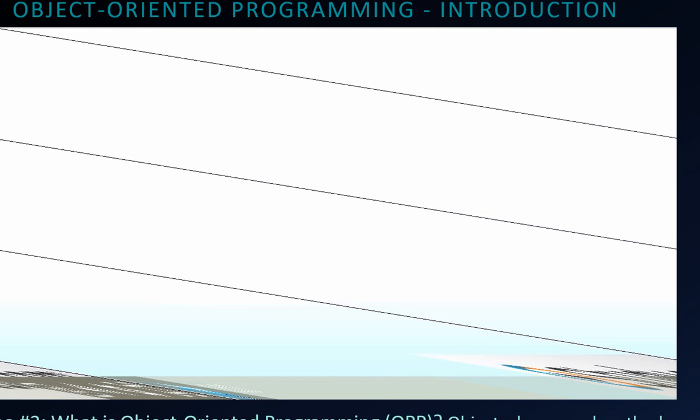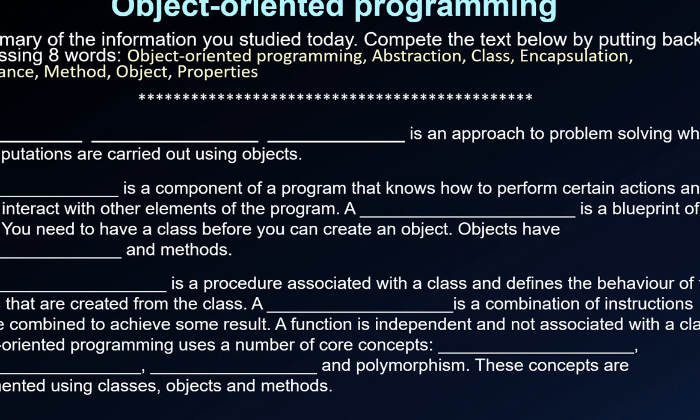So this is where you can watch the second video, which is about objects, classes, and methods. And then, what I talked to you about when I was introducing it, you have a OneNote page or a Word doc where you're going to put the 8 words that are up the top here: object-oriented programming, abstraction, class, encapsulation, inheritance, method, object, and properties. There are spaces here. I want you to put the correct words in the right spots, and I will give you the answers to those in our next lesson.